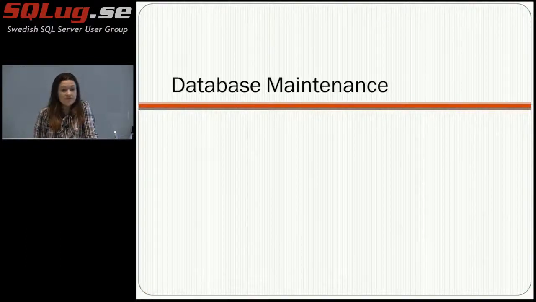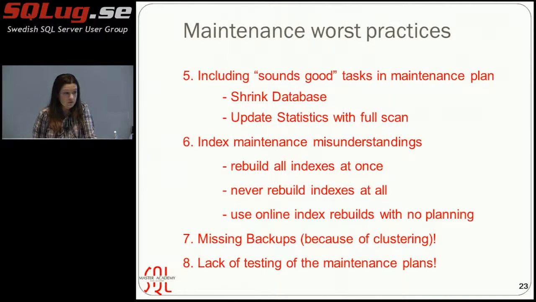What are specific wrong actions about database maintenance? There are a lot, of course, but some of the very important ones could cause problems with your database performance or with your corruption survival techniques. They are the so-called sounds-good tasks in the maintenance plan. Very often people just pick those tasks and include them inside the maintenance plan because those tasks sound really good. And one of them is shrink database.